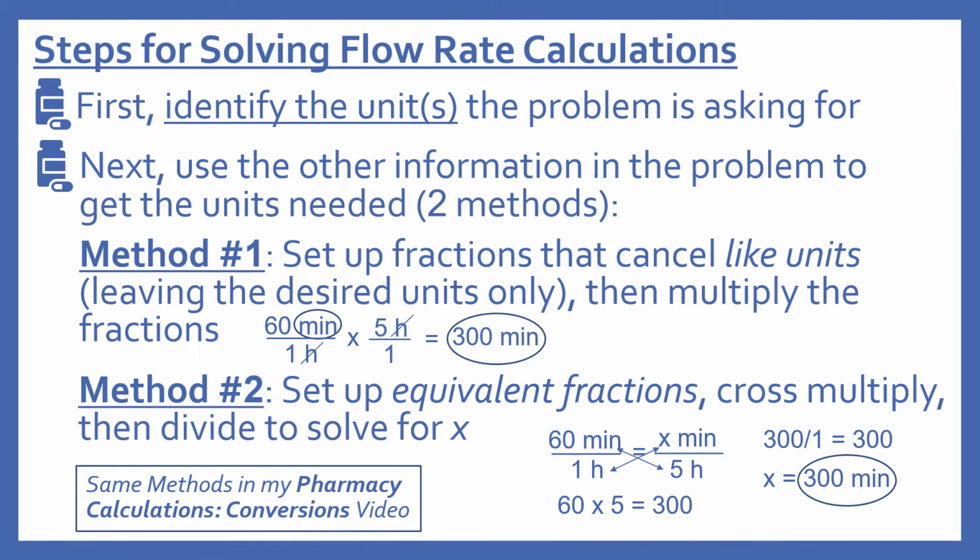Or we can use method 2. Set up equivalent fractions, cross multiply, then divide to solve for x. For this example, we'll use the same example of 5 hours, converting it to minutes. So there are 60 minutes per 1 hour, and we'll set that equal to x minutes per 5 hours. And notice with these you have to have the same units on the top and the same units on the bottom. So we have minutes on the top, hours on the bottom. 60 times 5, that's our cross multiplication, is 300. Then we'll divide by 1. That gives us 300, and that solves for x. So x here is 300 minutes.